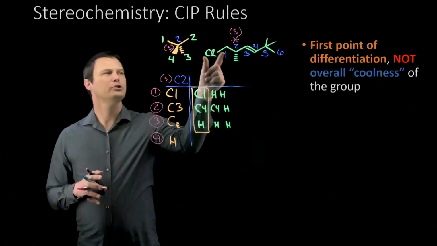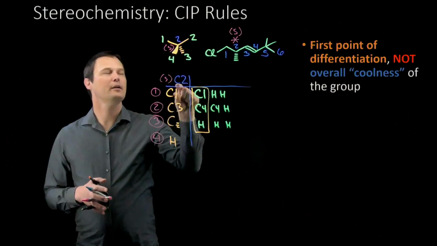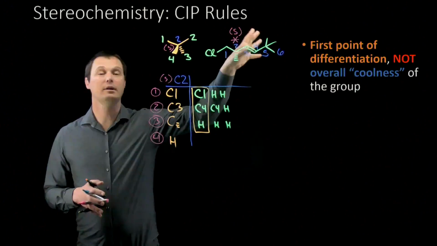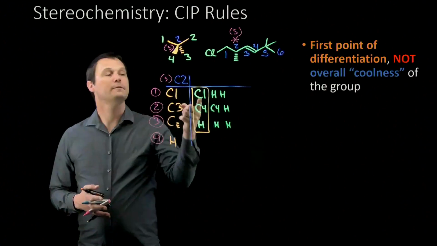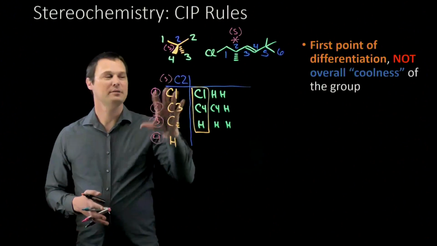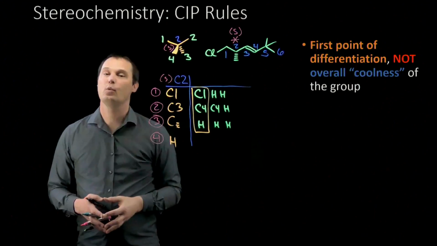Notice what happened here. The shorter group with the chlorine ended up being the higher priority group over this much longer group with the double bond and the T-butyl group. The overall coolness of the group did not matter. It was the first point of differentiation. That's why it's important to abstract this out and do the analysis one step at a time.